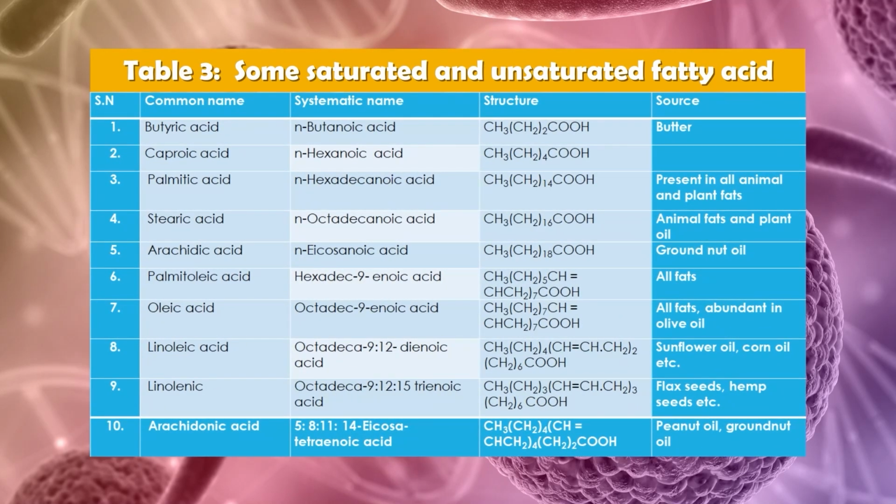Like butyric acid, it is found basically in butter; caproic acid; and then palmitic acid, which is present in all animal and plant fats; stearic acid, found in animal fat and plant oil; arachidonic acid, found in groundnut oil; and oleic acid, which is present in all fats and abundant in olive oil. Linoleic acid is found in sunflower oil and corn oil, and linolenic acid is found in flaxseed and hemp seeds.